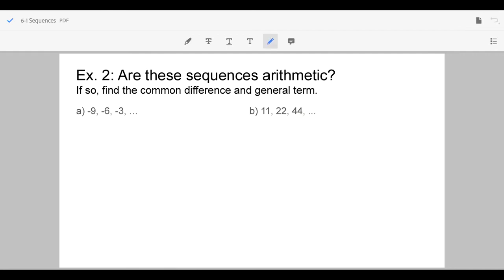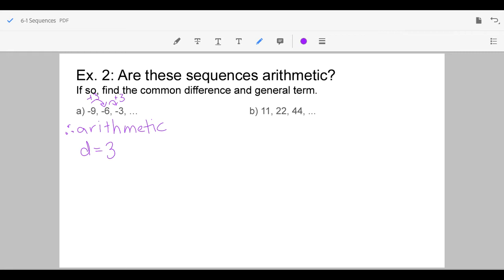Now we're going to look at, are these sequences arithmetic? If they are, then they would have to have a common difference, something that is being added or subtracted every single time to get to the next term. If we start with the first one, negative 9, to get to negative 6, we would add 3. To get from negative 6 to negative 3, we would add 3 again, which means because there is this common difference, it is arithmetic. And the common difference d is 3.